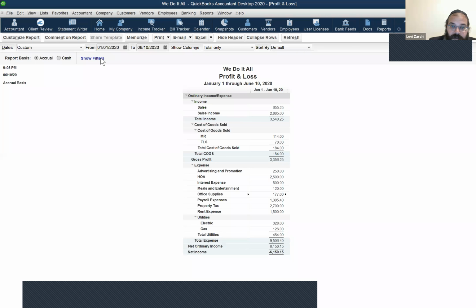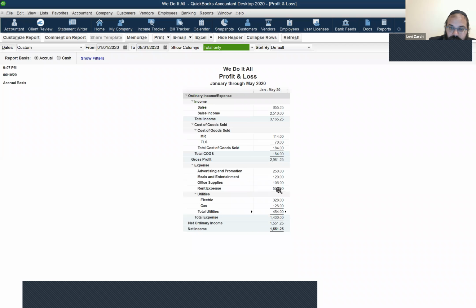if you look in the period of January 1st through 6/10, you will see the 177 office supply. You will see the rent expense of 1500. So throughout the year, it nets out. But if I go N minus, now I want to know what happened on 5/31: their rent expense is only 500 and office supplies are 106. This is a beautiful thing that QuickBooks does for us, that journal entry with that reversing.